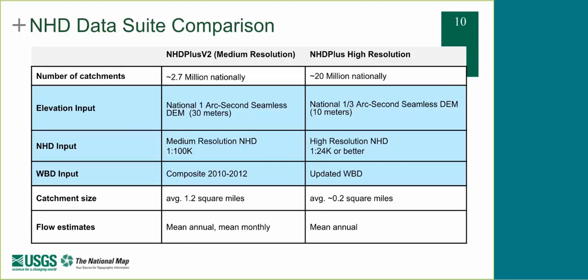And then as far as flow estimates, we have mean annual and mean monthly for the NHDPlus medium resolution, but for high resolution right now we're only doing the mean annual. We'll probably be adding the mean monthly at a later time. So next slide, please.